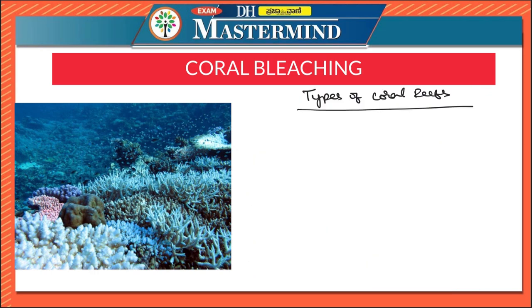Now let us proceed to look at the types of coral reefs. There are three types of coral reefs. The first type of coral reef is the fringing reef.